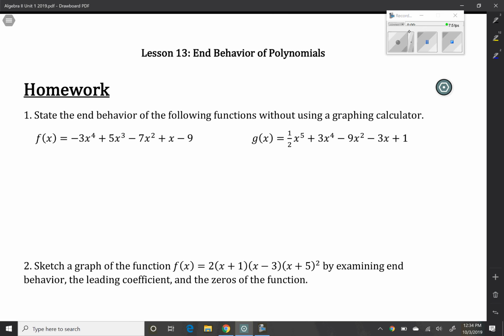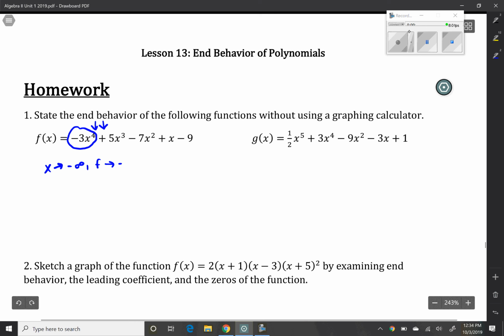The first one says state the end behavior for the following functions without using a graphing calculator. We don't need a calculator for this because I can just look at the first term, and the first term tells me what type of function I have. Since this has an even degree and is negative, this is going to be a down-down function. So we're going to say as the x values decrease, the function values also decrease. As the x values increase, the function values then decrease. Remember, when making this notation, the only thing that changes is here.